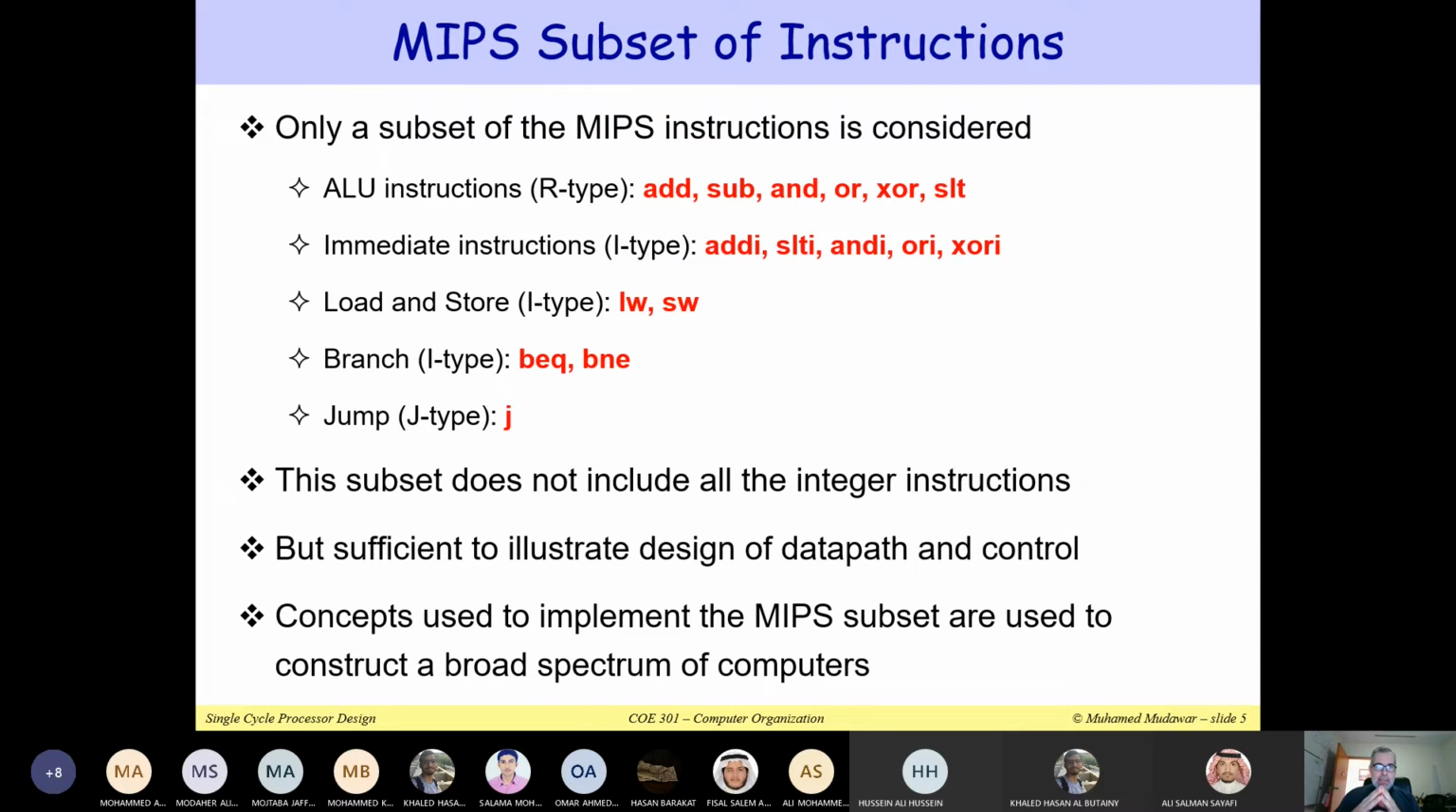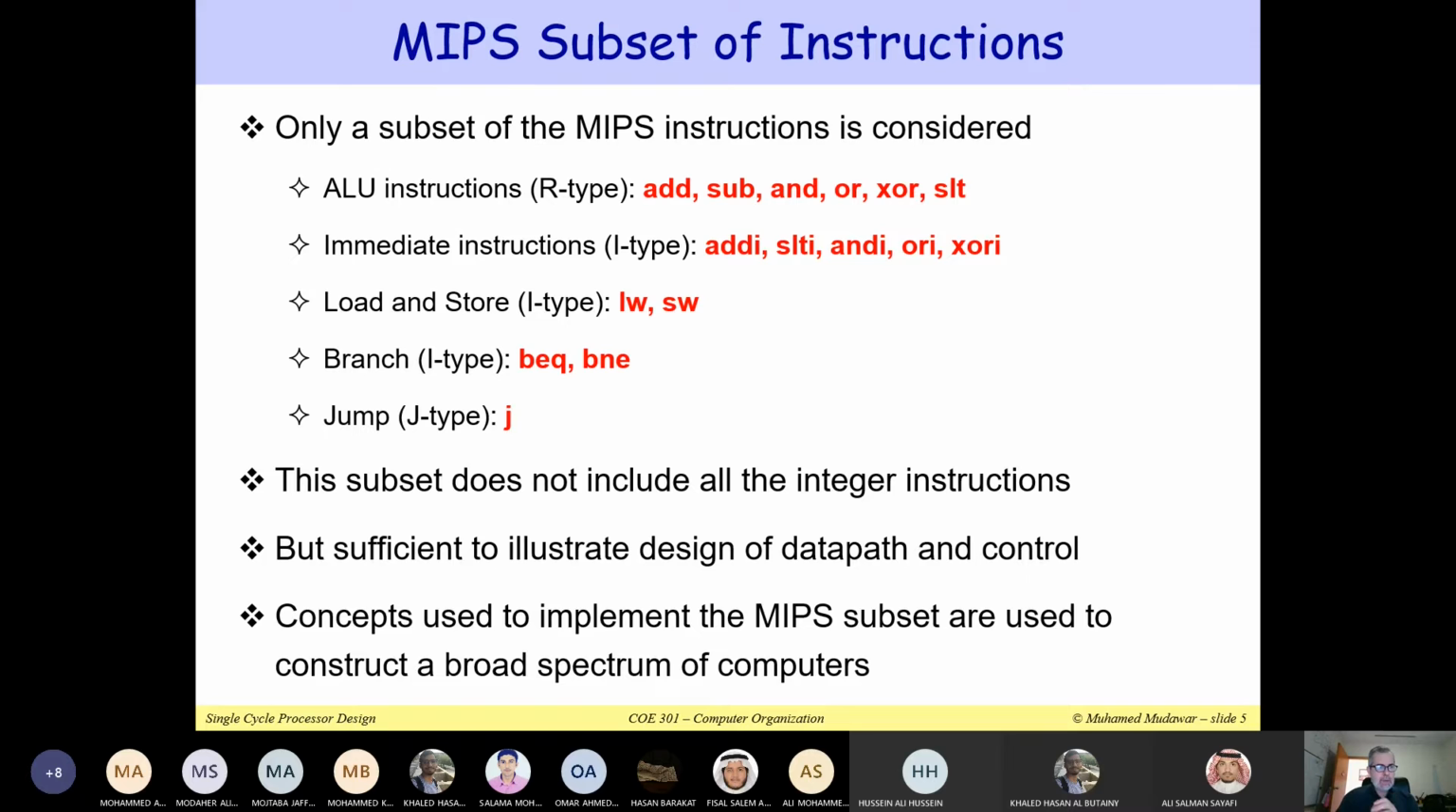Let us take a look at the MIPS instructions. Now, MIPS has hundreds of instructions, but we're not going to implement all of them. We are going to implement only a subset, restricted to only 16 instructions. We're going to choose some R-type ALU instructions, for example add, subtract, and, or, XOR, and set less than. For the immediate type, we have add immediate, set less than immediate, and immediate, or immediate, XOR immediate.